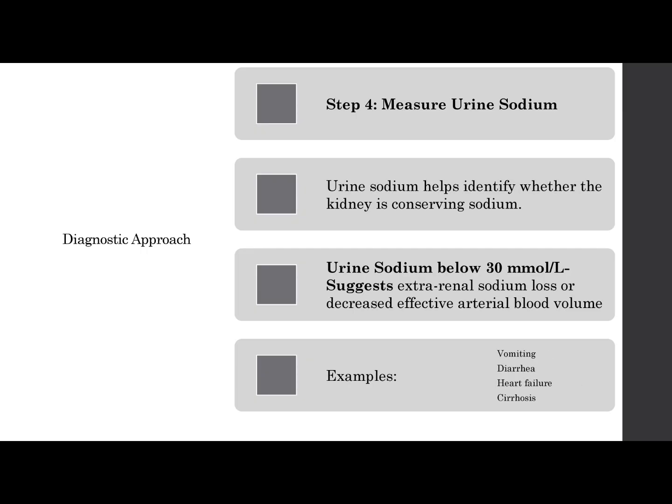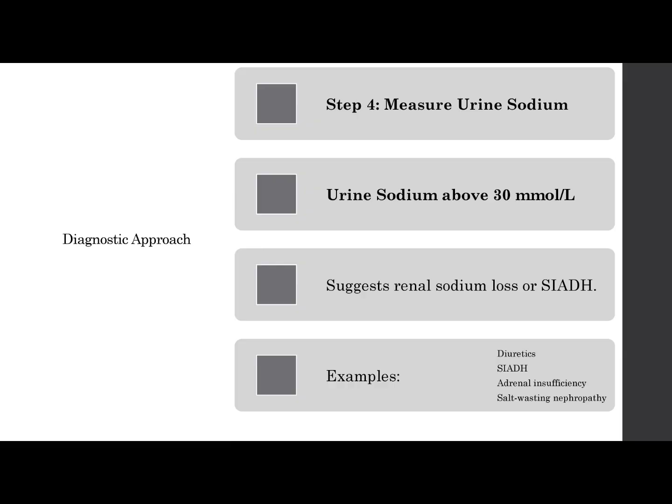Step 4. Measure urine sodium. Urine sodium helps identify whether the kidney is conserving sodium. Urine sodium below 30 millimoles per liter suggests extrarenal sodium loss or decreased effective arterial blood volume. Examples: vomiting, diarrhea, heart failure, and cirrhosis.